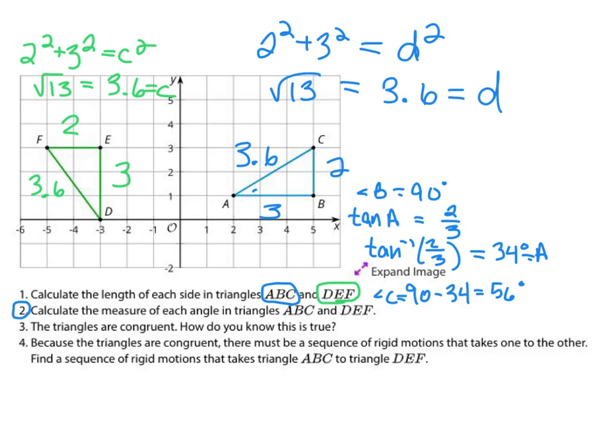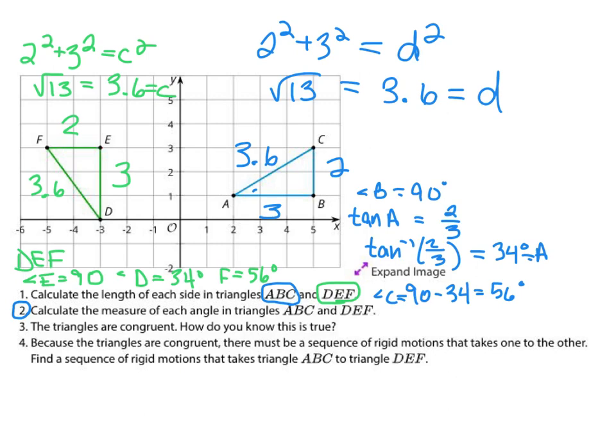Now, with triangle DEF, I have the same side measurements, so I know my angle measurements are going to be the same. Angle E is 90. Angle D: tan of D is 2 over 3, which is the same as A. So D is going to be 34 degrees. And F is going to be 56 degrees. So the triangles are congruent.